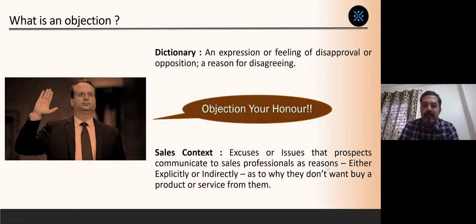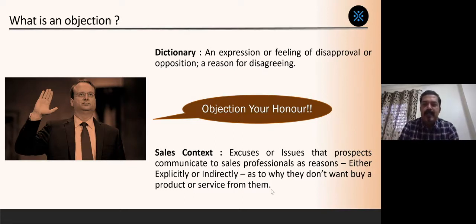But in the sales context, what is an objection? Objections are typically excuses or issues that the prospects communicate to salespeople, and most of the time it is indirect. It's not explicit. It is a feeling or a communication that comes to you where the prospect doesn't want to buy your product or services, or doesn't want to have this conversation with you at that point of time. So this is what it means from a sales context.